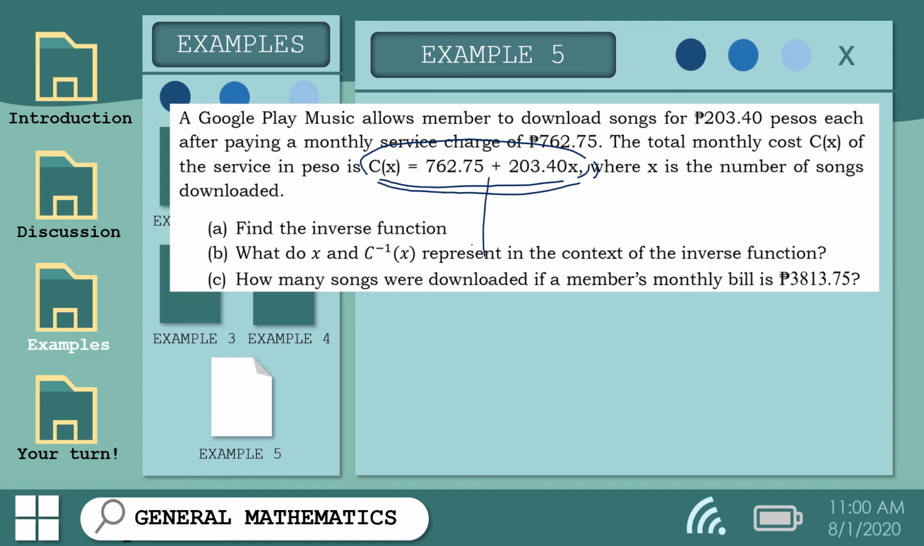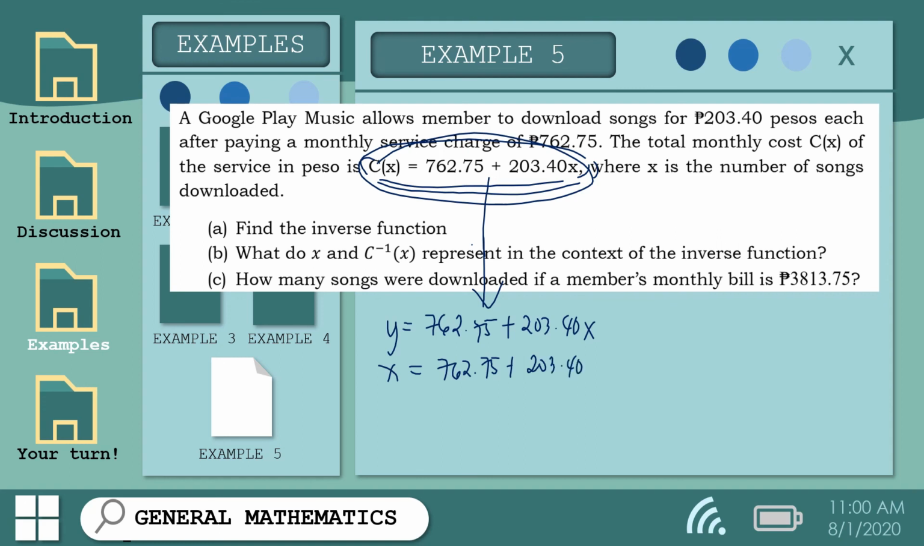Ngayon, syempre apply lang natin kung paano tayo mag-compute ng inverse function. First step, let's write the function as y is equal to 762 and 75 plus 203 and 40x. Then, interchange na natin yung variable x and y. We have now x is equal to 762 and 75 plus 203 and 40y. Ngayon, let's solve na po yung y in terms of x.